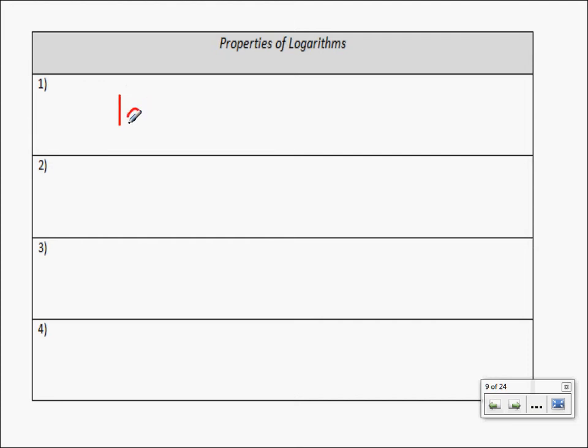Number 1, that you have a log and you have the base. We're going to call it b. And then you have that it's going to be 1. You need to know that's going to be equal to 0. When you have a log and you have a base of b, and then the argument will be b. So you're going to need to remember that's going to be equal to 1.